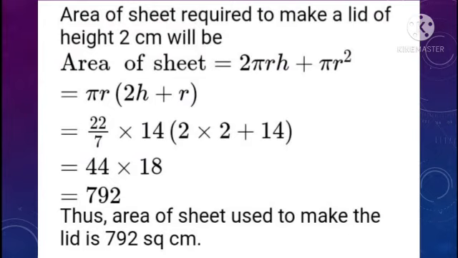Now we want to find out area of sheet required to make a lid of height 2 centimeter. So area of the sheet is equal to 2 pi r h plus pi r square, that is equal to pi r common. So we will take out the pi r into bracket 2h plus r, that is equal to 22 upon 7 into 14 into bracket 2 into 2 plus 14, that is equal to 44 into 18, that is equal to 792 square centimeter. Thus area of the sheet used to make lid is 792 square centimeter.